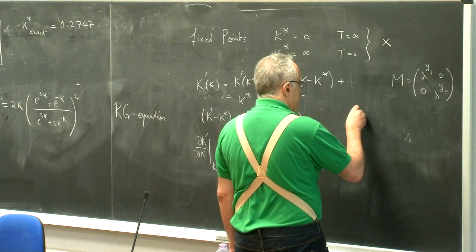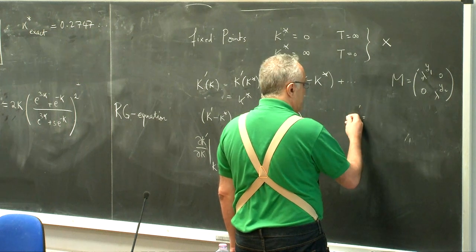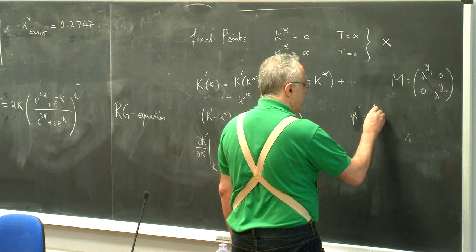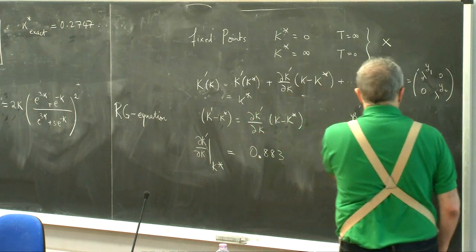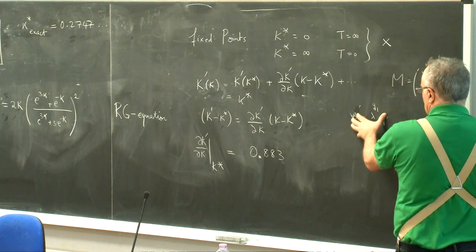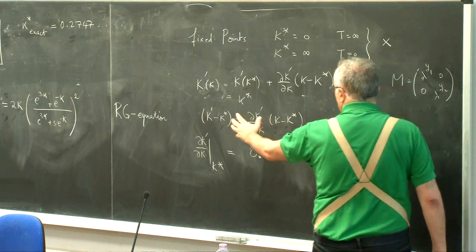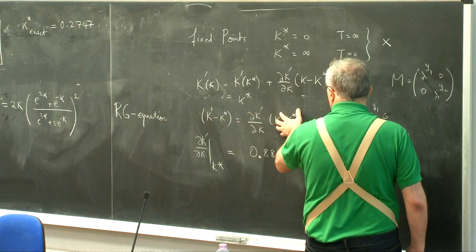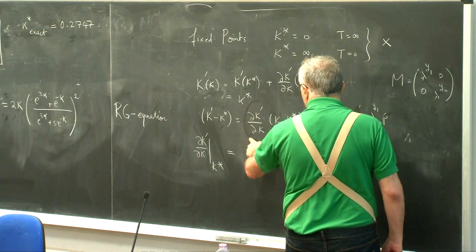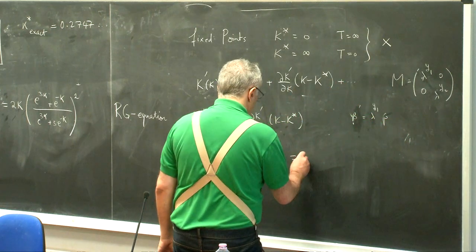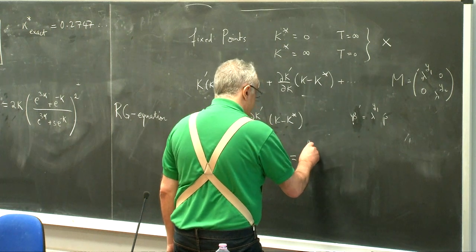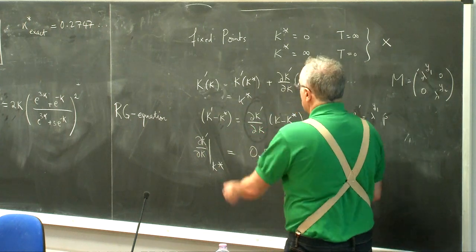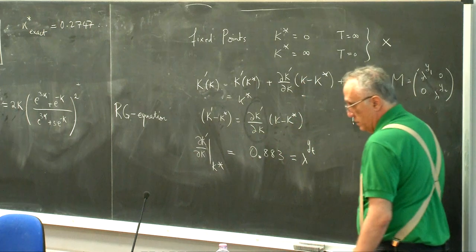So beta prime is equal to lambda to the power minus one beta. This is interpreted as that. Now I have exactly the same shape, but delta k prime is related to delta k with a coefficient. So this has to be equal to lambda to the power yt. This is the amount by which this coupling constant is rescaled as a result of RG.